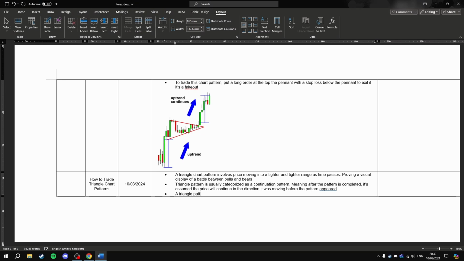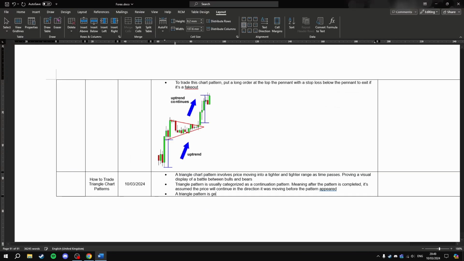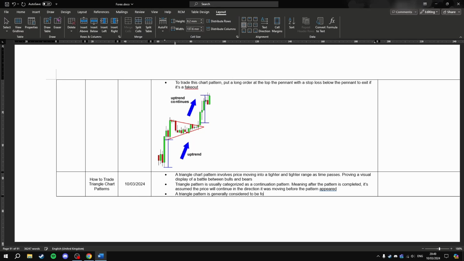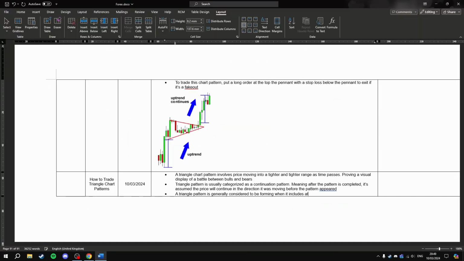triangle pattern is generally considered to be forming when it includes at least 5 touches of support and resistance.